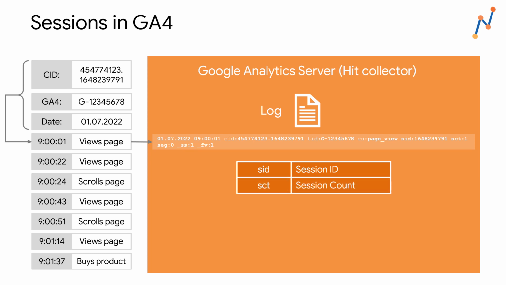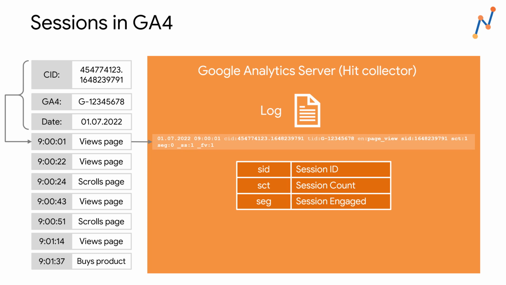You will also find the key value pair SCT, which stands for Session Count. This indicates the number of sessions this particular user or browser instance has had on this website. Next is the parameter SEG, which stands for Session Engaged. This Boolean value tells if the session is considered as engaged or not. Engaged is reflected with a value of 1 and not engaged by 0, like in this case. Basically, GA4 considers a session to be engaged if it lasts for 10 seconds or longer, or has 2 or more page or screen views, or has 1 or more conversion events.